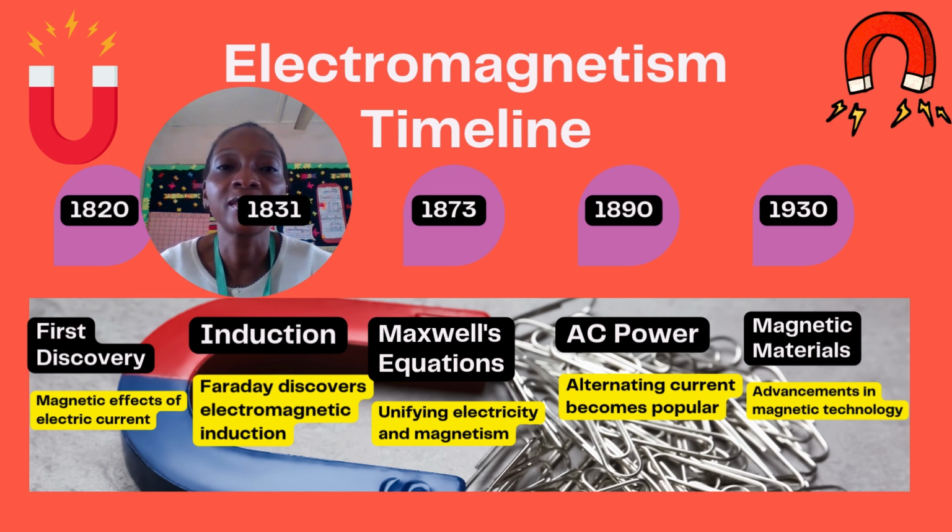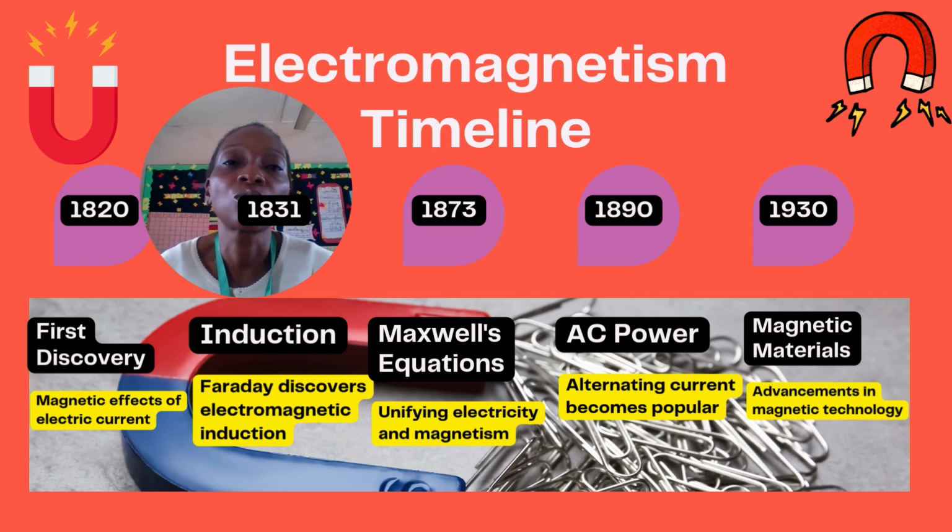That is different years and how electricity had to do with magnets, how their reactions are, and everything about their discoveries. Firstly, we start from 1820, which is the first discovery. The first discovery shows us the magnetic effect of electric current. That means when magnets come in contact with electric current, there's an effect.